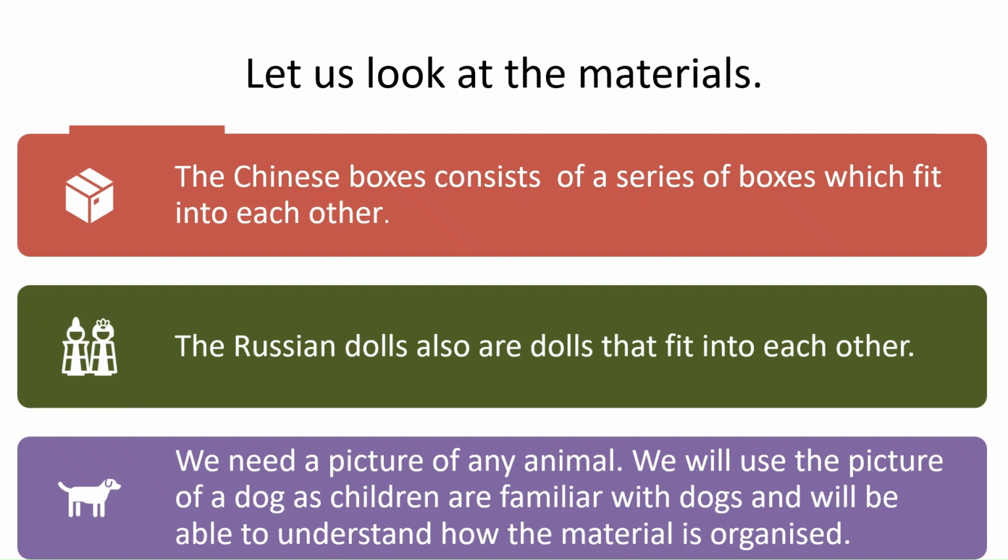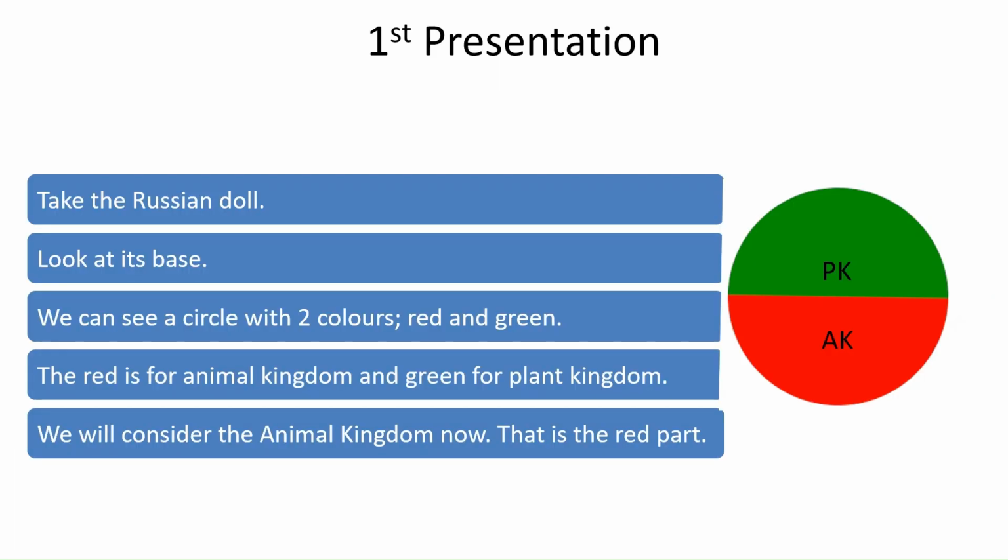Let us look at the materials. The Chinese boxes consist of a series of boxes which fit into each other. The Russian doll also are dolls that fit into each other. We need a picture of any animal. Here we will use the picture of a dog, as children are familiar with dogs and will be able to understand how the material is organized. Now let's look at the first presentation.